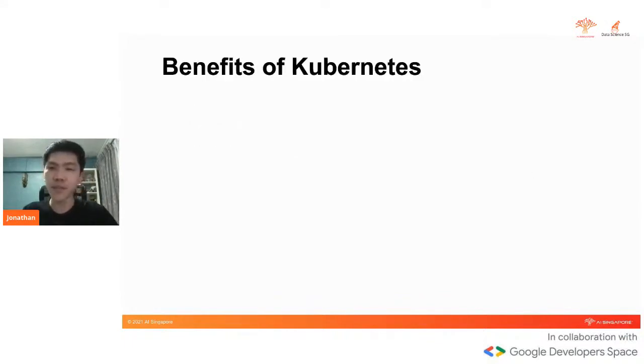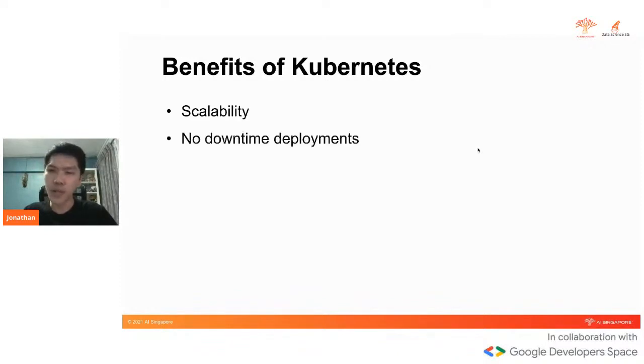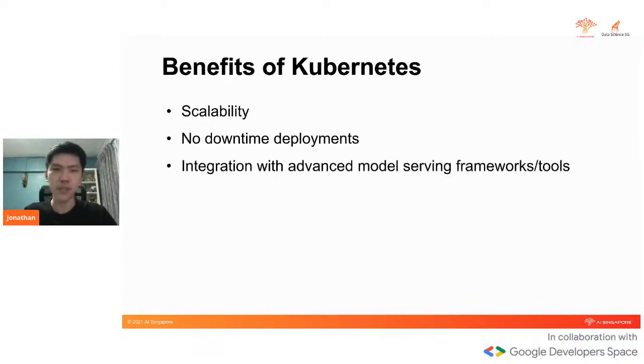Some of the benefits of Kubernetes is that we are able to easily scale the deployments if needed. Also, there is no downtime during deployments if properly configured. And if we want to use a more advanced model serving framework, they typically have integration with Kubernetes clusters. Things such as Seldon, KF Serving, and Ray Serve are all model serving options that can handle much higher loads. But for our current demand and load, Flask together with Kubernetes is sufficient.